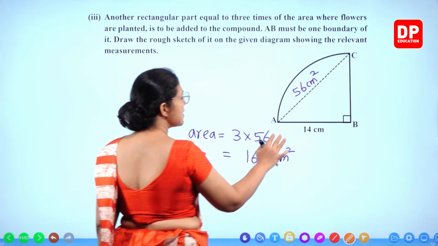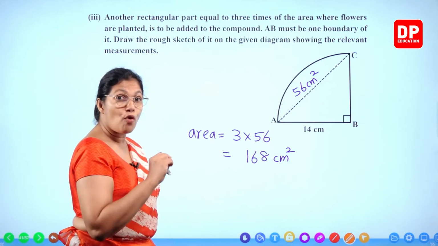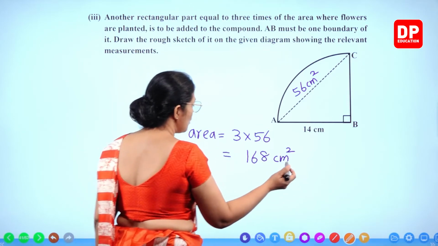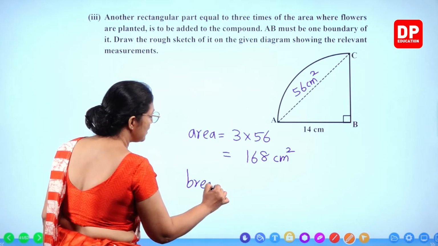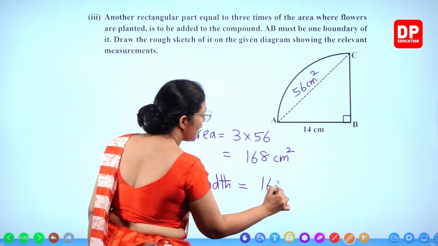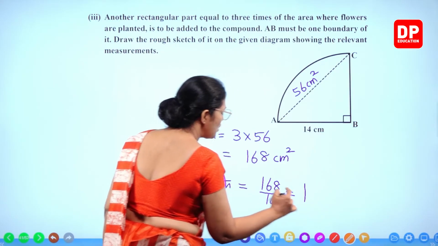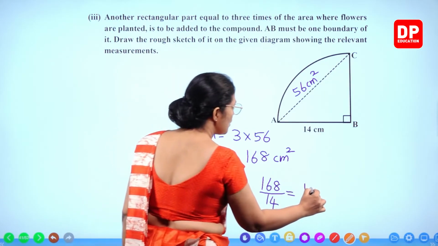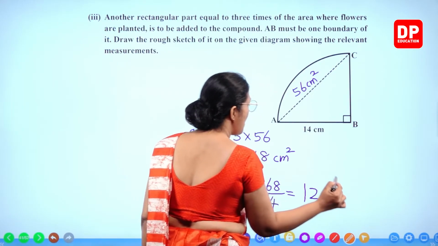So 168 is the area of the rectangle. But we know 14 is one side. So what is the breadth? So to find out the breadth of the rectangle, you can take 168 divided by 14. 14 times 1 and 14 times 2 is 28. So 12 centimeters is the breadth.